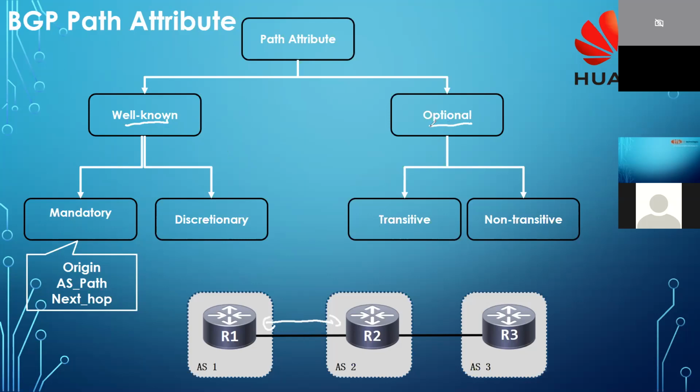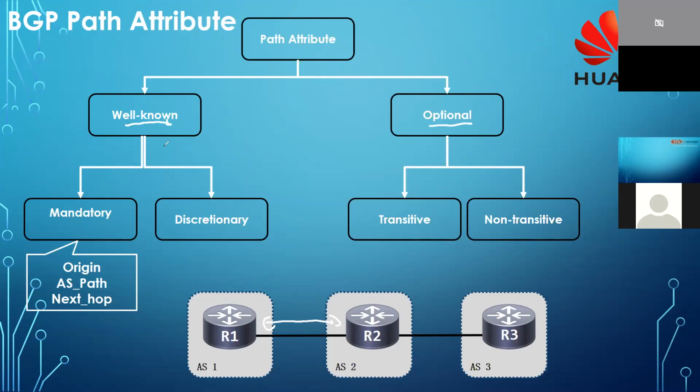For example, in 2020, we can create a new attribute, and this attribute will be optional. So the new routers will identify this attribute, and the old routers don't need to identify it. The router will ignore it. So a router can ignore an optional attribute. But with a well-known attribute, all the BGP routers need to identify it.